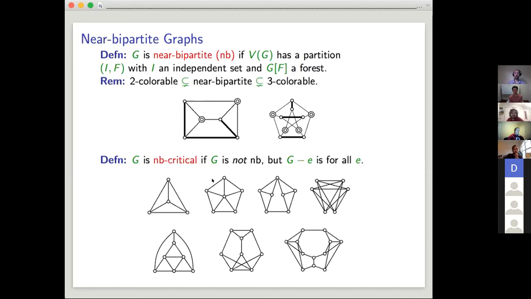Another example is the 5-wheel. Here there's sort of two equivalence classes of edges. There's the spoke. If you delete a spoke, then you put each of its ends in I and you put the other 4 vertices around the outside as F. If you delete some edge around the perimeter, then you put the middle vertex in I and you put everything else into F. Okay. So if you delete an edge, it has one. And just like K4, this graph is 4-chromatic, and so it certainly doesn't have an IF partition itself.